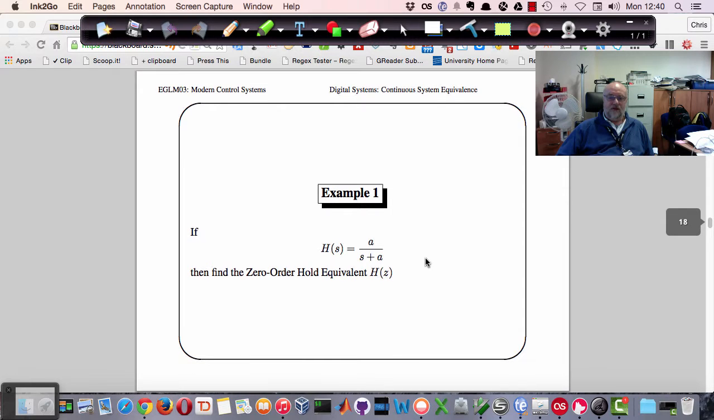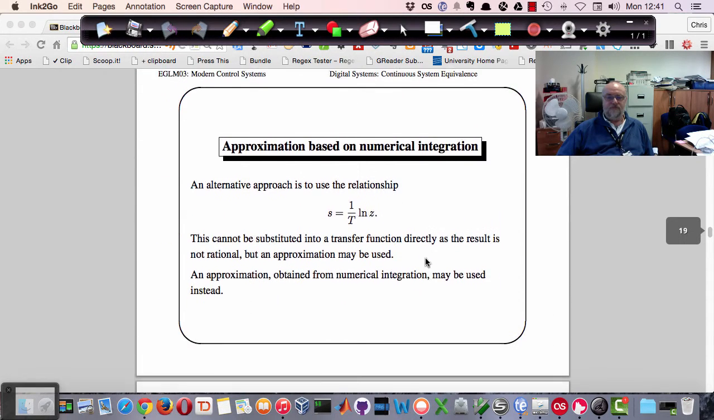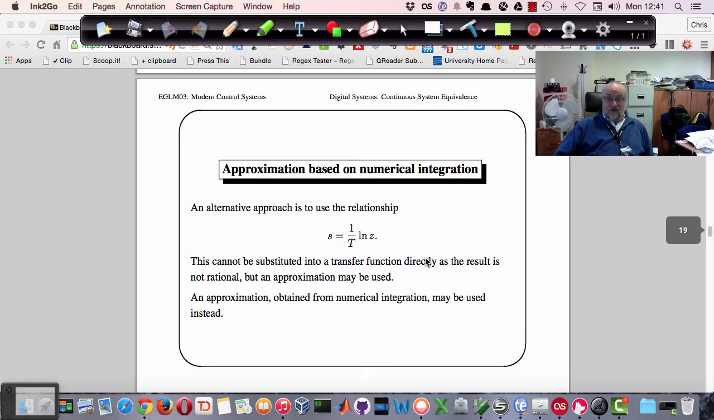And we'll show you an example of that in the lecture. We will take this system, a over s plus a, and find the zero-order hold equivalent. We'll do that in the lecture. If you want to look at that now, it's in the notes. So that's the first method.